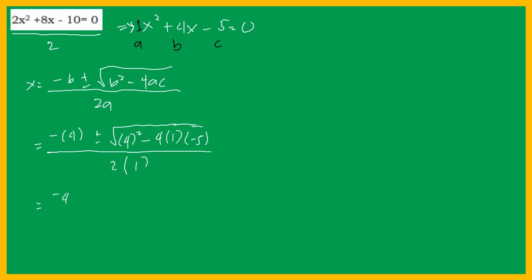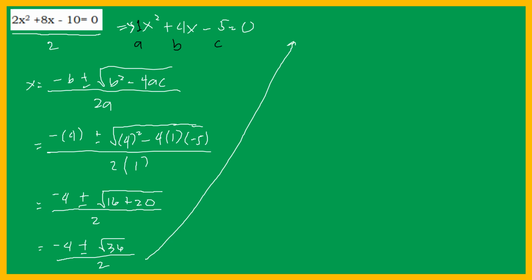We have negative 4 plus or minus the square root of 4 squared is 16, and then negative 4 times 1 is negative 4, then times negative 5 is positive 20, all over 2. Then we will have negative 4 plus or minus the square root of 36, all over 2. Then proceed tayo. So we have x is equal to negative 4 plus or minus the square root of 36 is 6, so that would be this one.